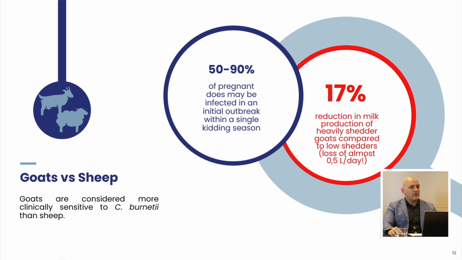Goats are recognized as being significantly more sensitive to Coxiella than sheep. In caprine herds, an initial outbreak can be catastrophic, with abortion rates occasionally impacting up to 50 to 90% of the pregnant does within a single kidding season. It is important here to refer to another clinical sign that was recently reported to be connected with high Coxiella shedder goats: a reduced milk yield, about 17% in comparison with low shedder goats, a loss of almost half a liter daily, which is really concerning for the impact that this bacterium may have on the productivity of dairy farms.